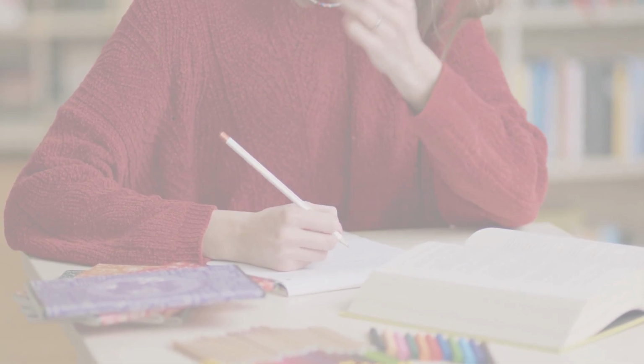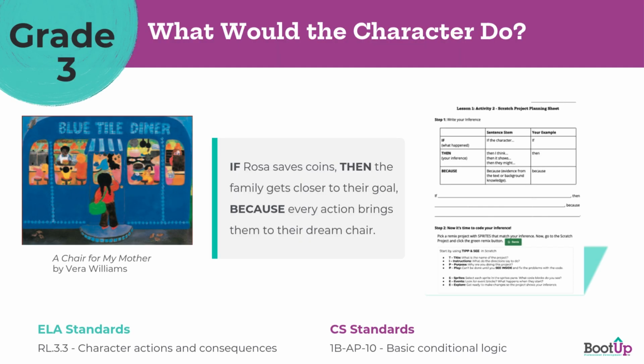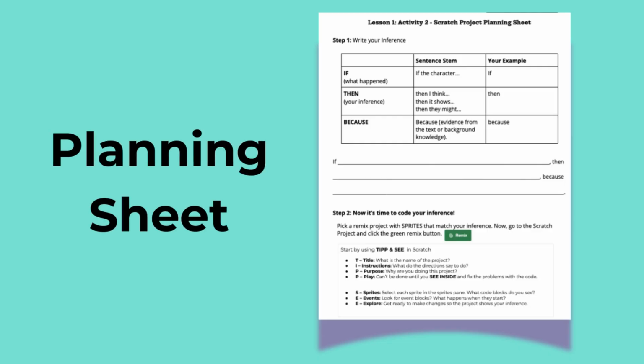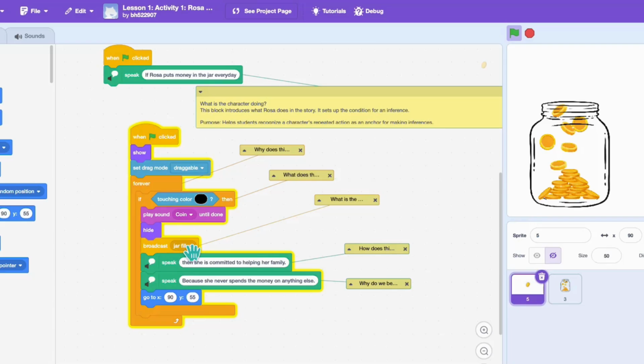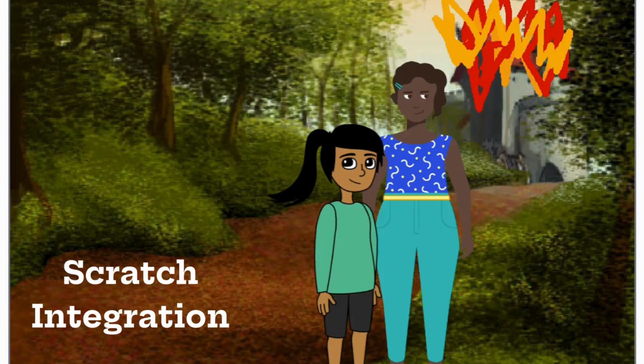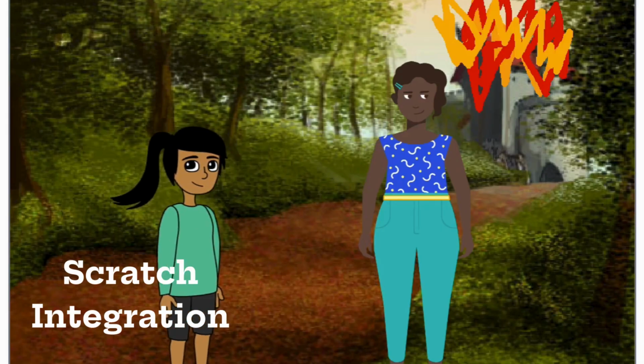Let's see this in action with our grade 3 lesson. Students read A Chair for My Mother by Vera B. Williams. They analyze Rose's decisions to save coins in a jar every day. Using our planning sheet, students write their own inference. Then, they code this logic in Scratch. Students aren't just reading about perseverance, they're programming it.